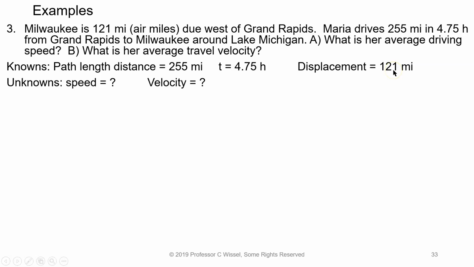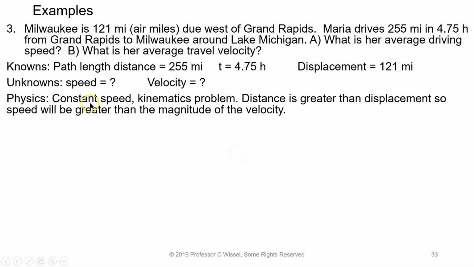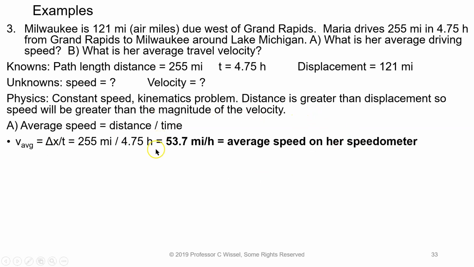The displacement, which is what a GPS would tell you, is 121 miles. The unknowns are speed and velocity. The physics of this: constant speed, kinematics problems. Distance is greater than displacement, so speed will be greater than the magnitude of the velocity. It's just what I said a minute ago. So the average speed is distance divided by time.